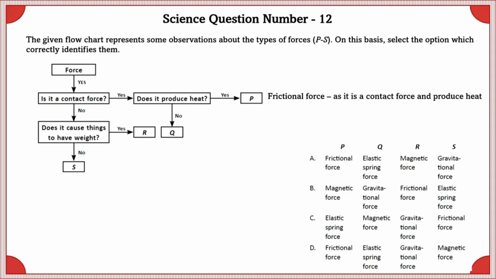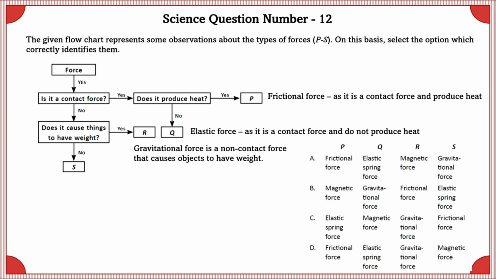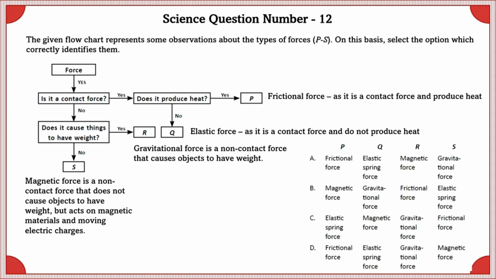Is it a contact force? No. Does it cause things to have weight? Yes. Does it produce heat? No. So Q can be an elastic force as it is a contact force and does not produce heat. While R can be gravitational force as it is a non-contact force and can cause objects to have weight. Does it cause objects to have weight? No. So S can be a magnetic force. Magnetic force is a non-contact force that does not cause objects to have weight but acts on magnetic materials and moving electric charges.